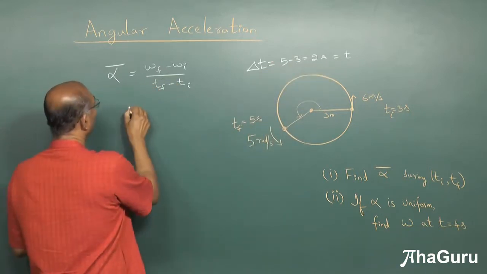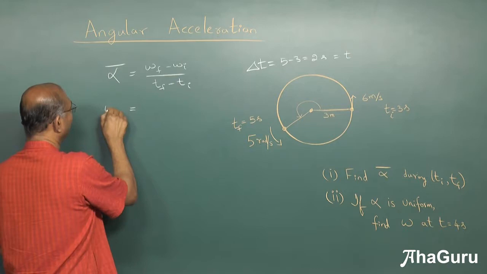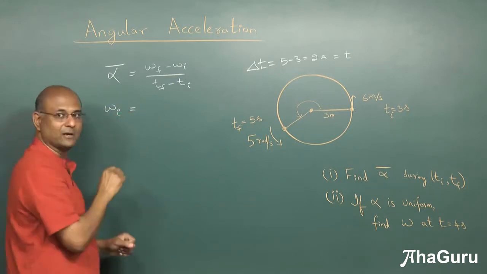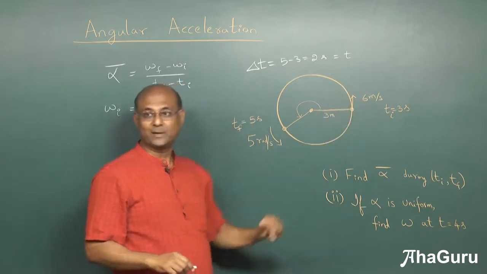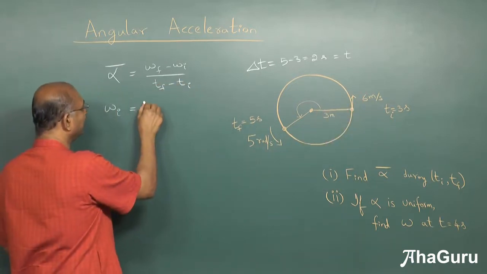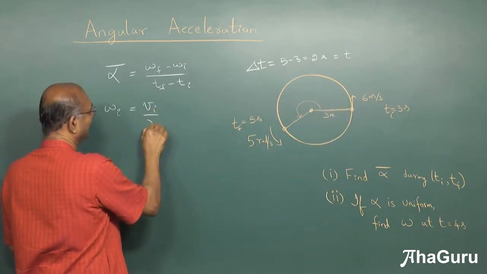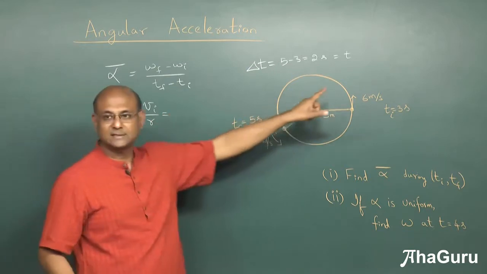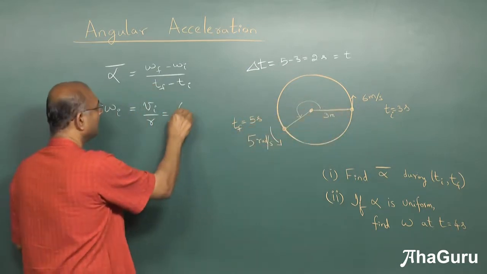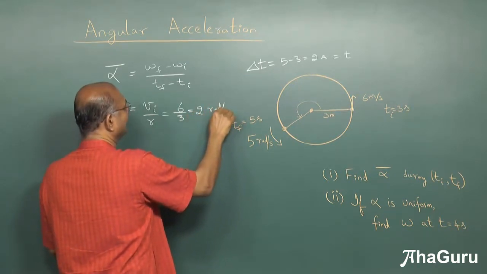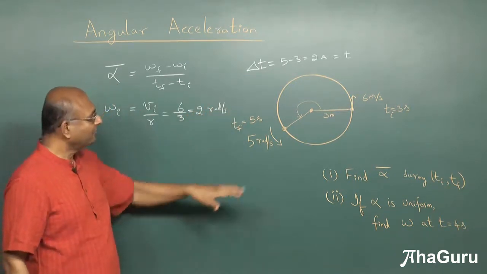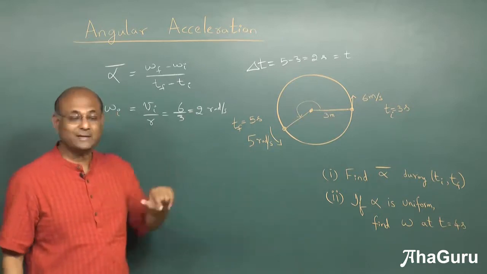Now before this I need to find out what is omega initial. You know that v equals r omega. So omega must be v by r. But what is v initial? 6 meters per second by 3. So it is 2 radians per second. That is the initial omega. Final omega is already given to us. It's 5 radians per second.